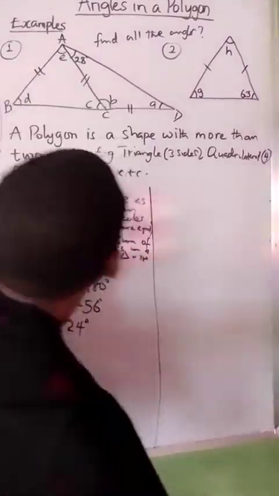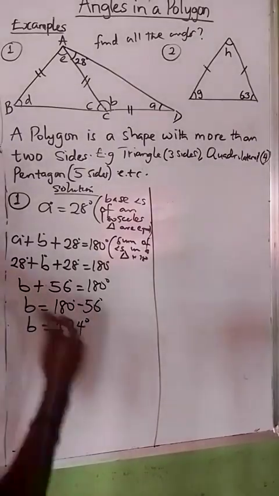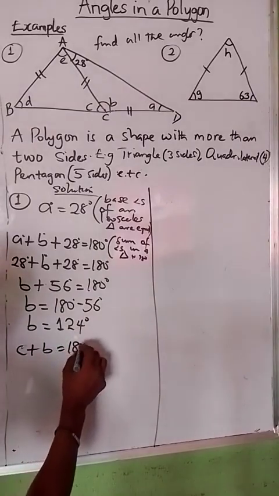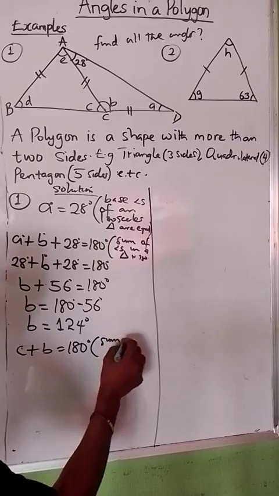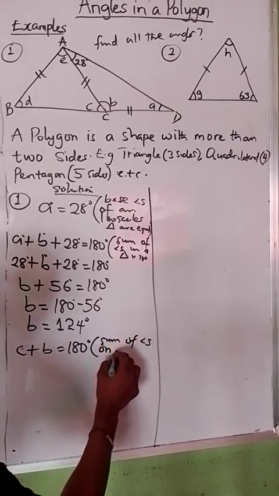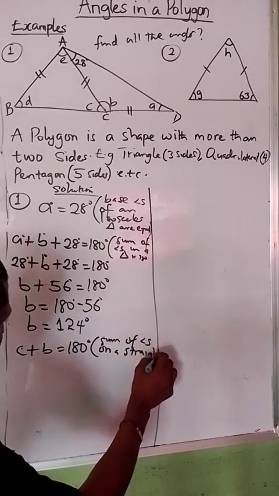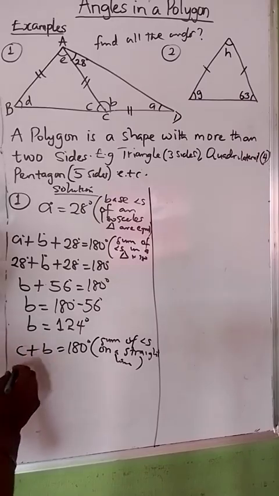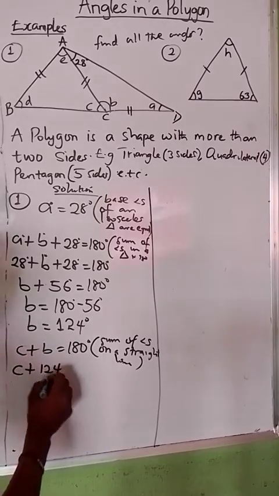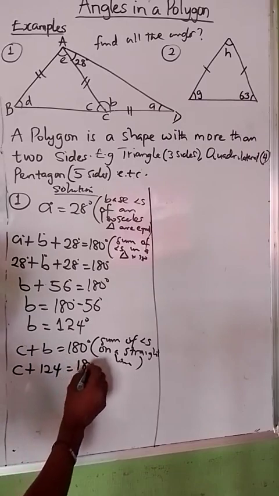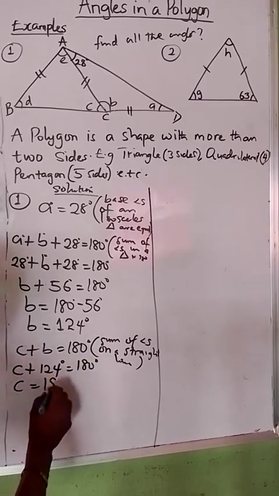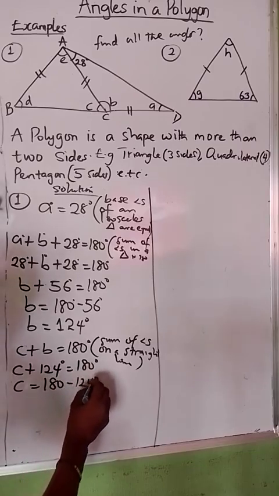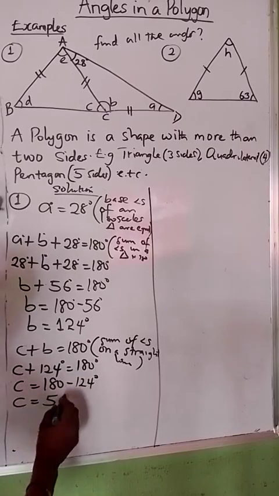Alright, so with that, you know that C plus B equals 180 degrees. Why? Sum of angles on a straight line. So therefore, since our B is 124, remember our B, C plus 124 equals 180 degrees. So our C equals 180 minus what? 124. So our C equals what? 56 degrees.